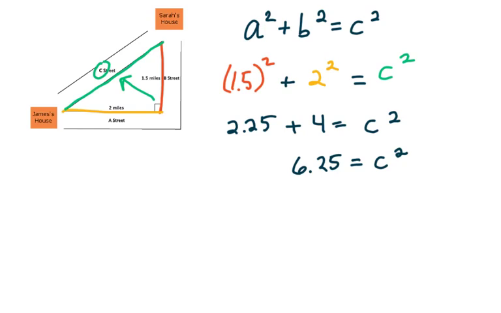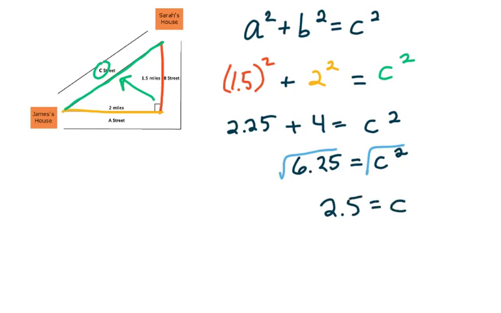When I square things, I get 2.25 plus 4 equal to C squared, and that gives me a 6.25 equal to C squared. I'm at the point now where I'm going to take the square root on both sides, and when I do that, this is actually a perfect square, and so I'll get 2.5 equals C.